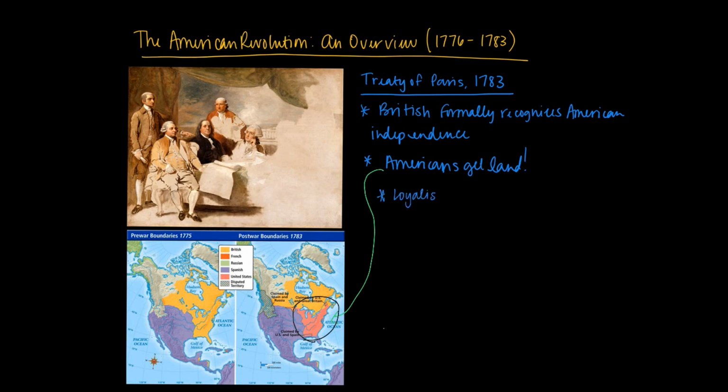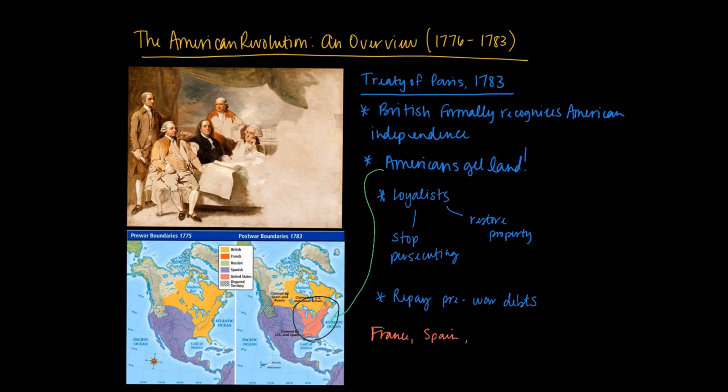They have to agree to stop persecuting the Loyalists and restore any confiscated property that they took from Loyalists. They also agree to pay off those pre-war debts they had to Britain. And this will be kind of a problem because we're going to have financial issues in the first several years of the country's life.